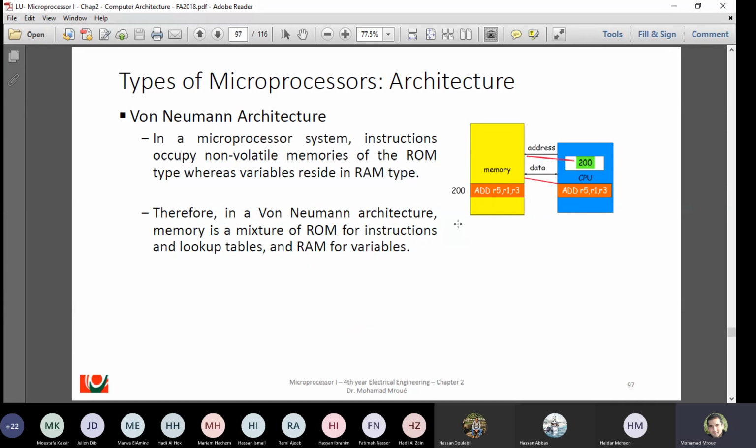In a microprocessor system, instructions occupy non-volatile memories of the ROM type, whereas the variables reside in RAM type. Therefore, in the von Neumann architecture, memory is a mixture of ROM for instructions and lookup tables and RAM for variables. Okay, so we have both of them present here.